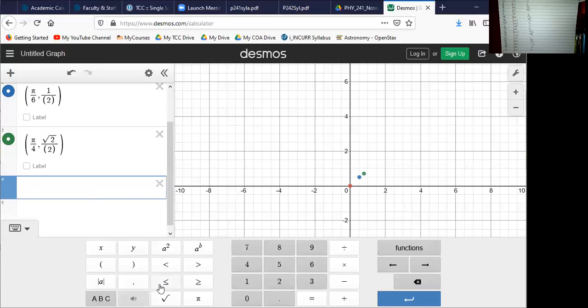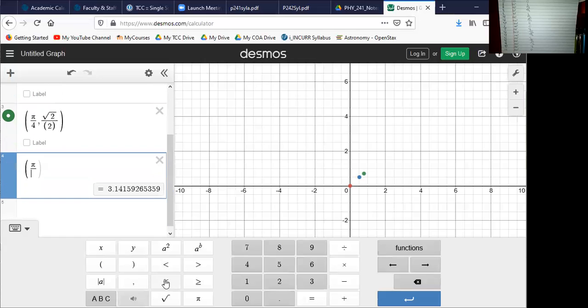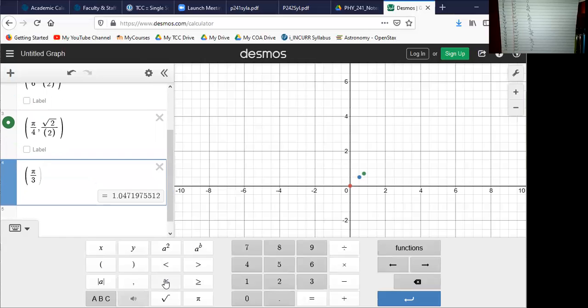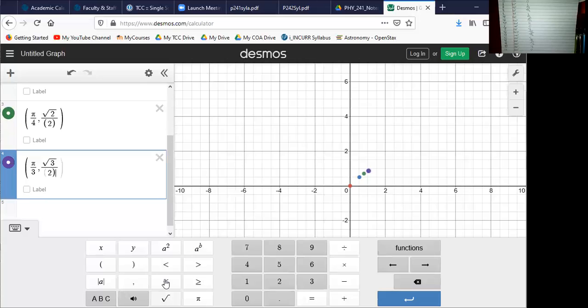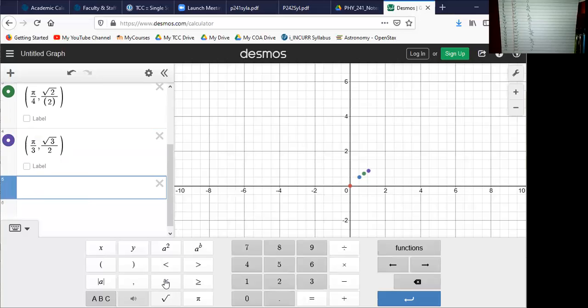And now my fourth point would be pi over 3, parenthesis, control V, that's pi, divide that by 3. And again, it's root 3 over 2. So I got to get outside of that, hit comma, and do square root 3, get outside of the parenthesis, divide it by 2. And close parenthesis, whoa, not like that, got to get outside. Close parenthesis, I got that. And then I'm going to go to pi over 2.